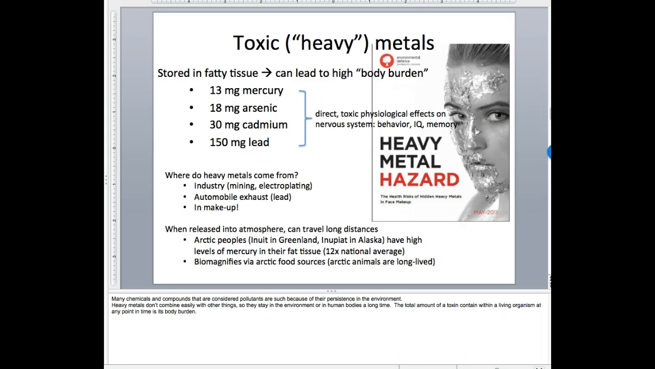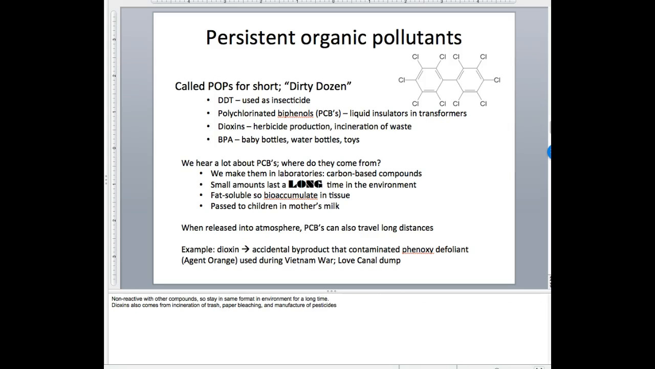When heavy metals are released into the atmosphere, they can travel long distances, such that Arctic peoples in Greenland, Alaska, northern Canada have high levels of mercury in their fat tissue. I work on shorebirds, and shorebirds that breed in Barrow, Alaska, have really high levels of mercury in their tissue, even though they're not even eating things that would normally store high levels of mercury. So they're getting it from somewhere in that environment. And then, of course, it biomagnifies, which I'll talk about in a minute, through Arctic food chains, such that animals at the top of the food chain are more exposed to these things over their lifetimes than animals at the bottom of the food chain.